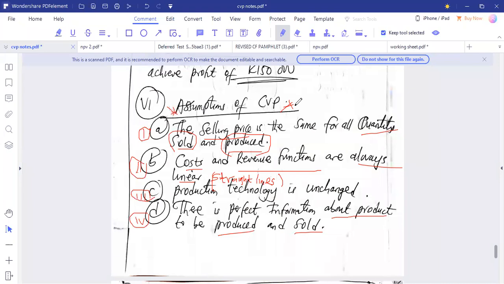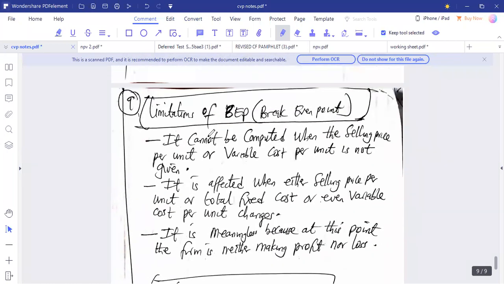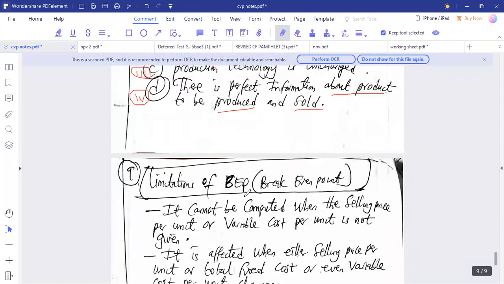All right, so revenue and cost, they are linear, which means they are straight lines, and the selling price is the same for quantity sold and produced, meaning they are not changing the selling price for a given product. All right, now let us look at what are the limitations of the BEP. Okay, let's look at the limitations of the BEP.